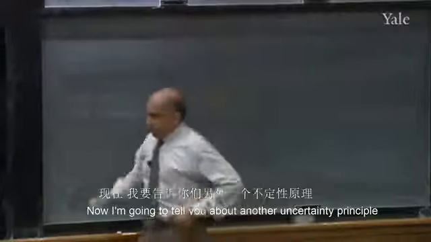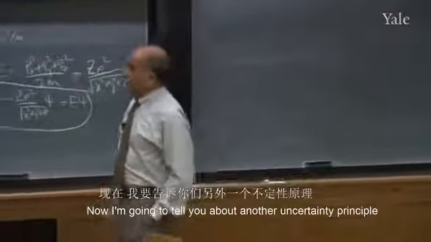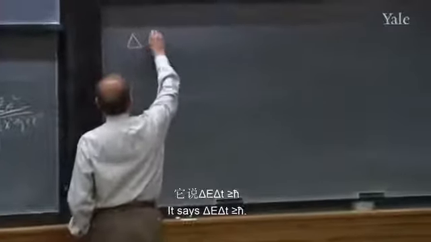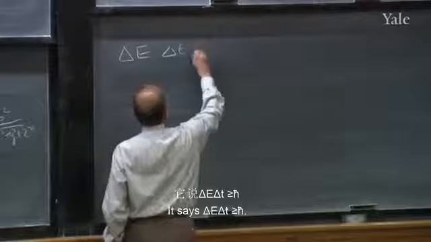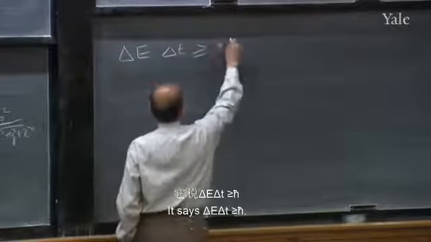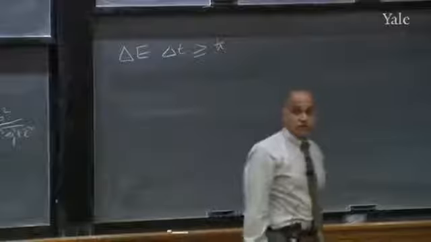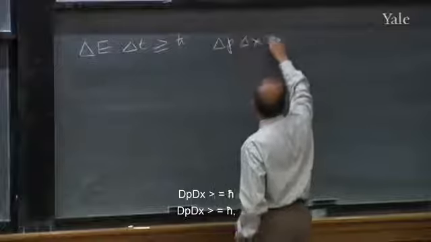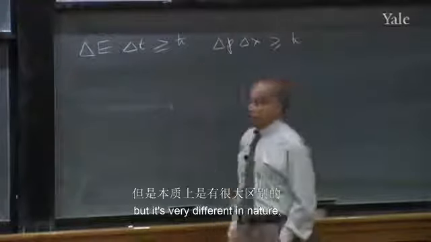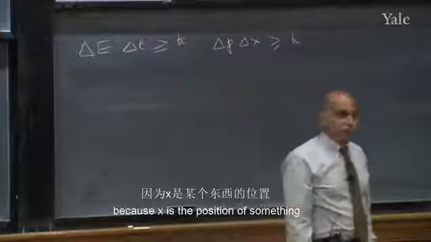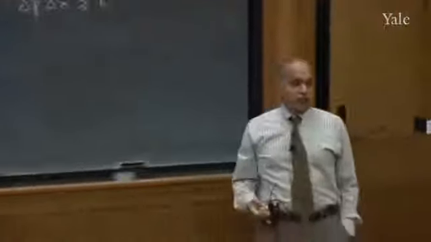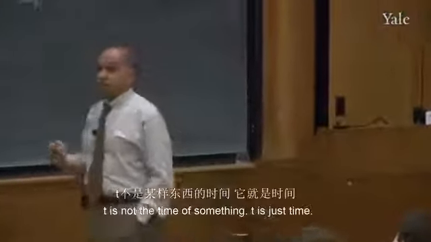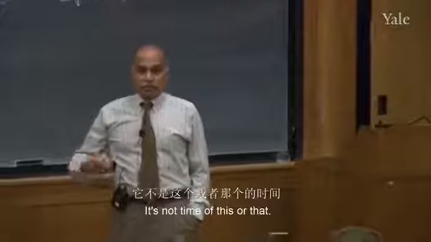Now I'm going to tell you about another uncertainty principle, which takes the following form. It says delta E delta T is roughly greater than or equal to h bar. And I got to tell you what it means. It looks a lot like this one, delta P delta X greater than or equal to h bar, but it's very different in nature. Because X is the position of something, you can try to measure it. P is the momentum of something, you can try to measure it. T is not the time of something. T is just time. It's not time of this or that.